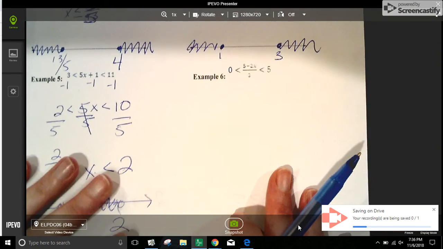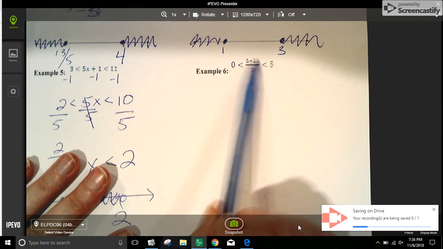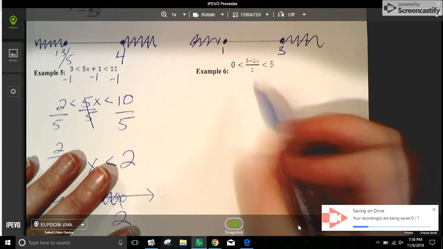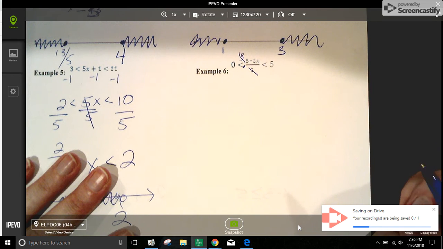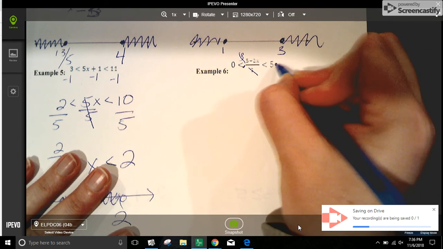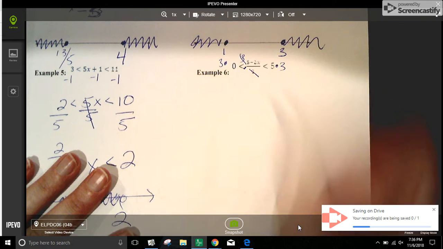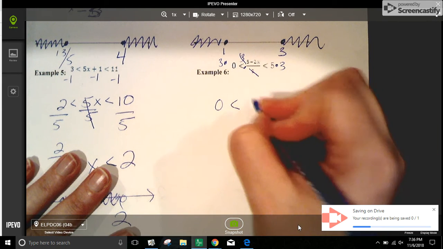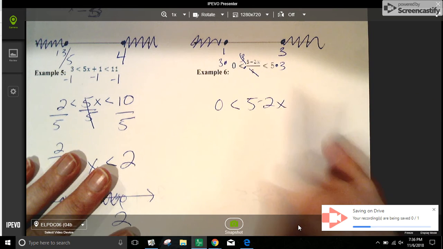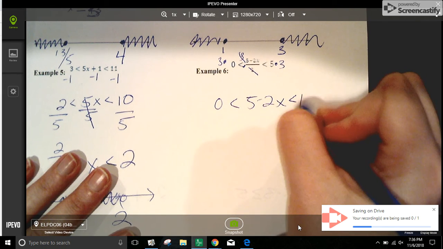So for example 6, same thing. Whatever you do to get rid of x in the middle, you have to do to both sides. So first thing I would do is multiply by 3 to get rid of the denominator. So then that means I have to multiply the right by 3 and multiply the left by 3. So 3 times 0 is 0. 5 times 3 is 15.